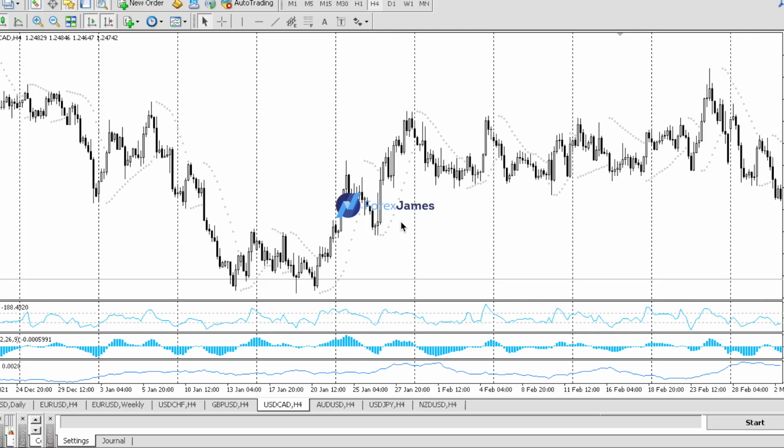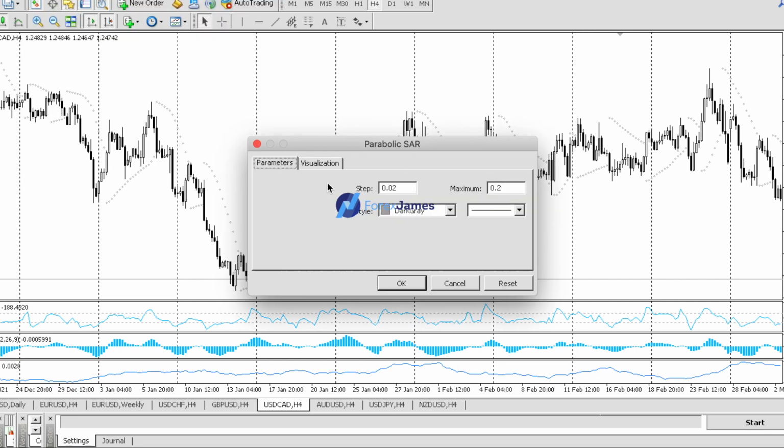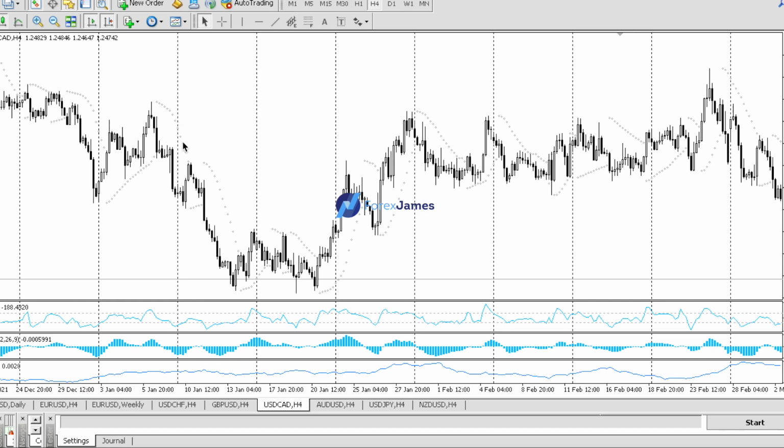Hey guys, in this video I wanted to share with you how to use the Parabolic SAR, which stands for Stop and Reverse Indicator, to help with your trading. It's an indicator that comes built in with almost every platform out there, and its default settings are as follows here. I'm going to leave it at the default settings, and as you can already see, there are dots printed below and above price.